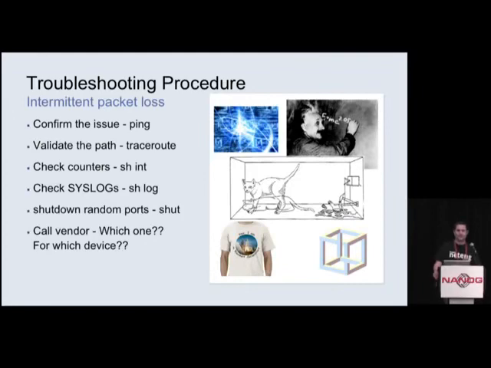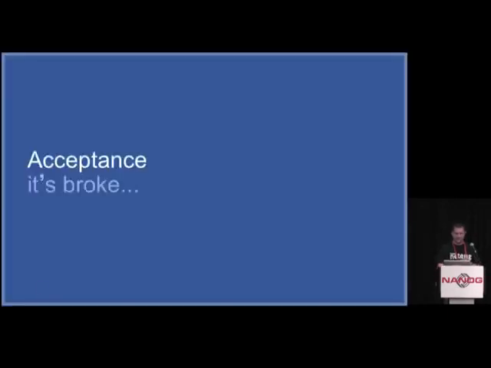So at this point, I'm starting to freak out, and the guy on the other end of IRC thinks I'm an idiot. So I start running show int on routers. I start running show log. I start shutting down random ports. But honestly, I don't know which one. I don't even know where my packets are. I don't know whether they're alive or dead.